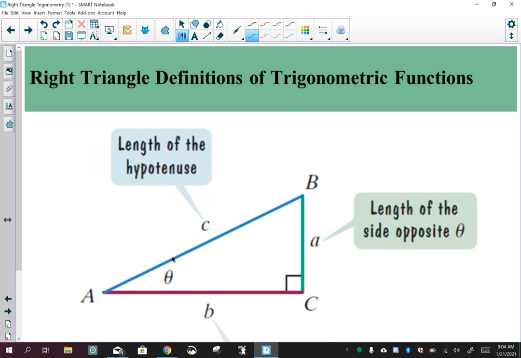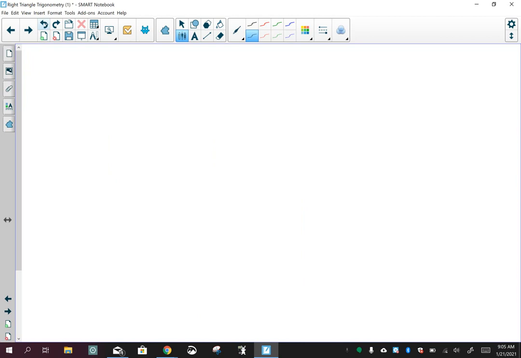If this is my angle in question here, opposite is going to be the side that does not touch the actual angle. Since it's the side that does not touch the angle, the side and the angle go together. So angle A will be with side A.